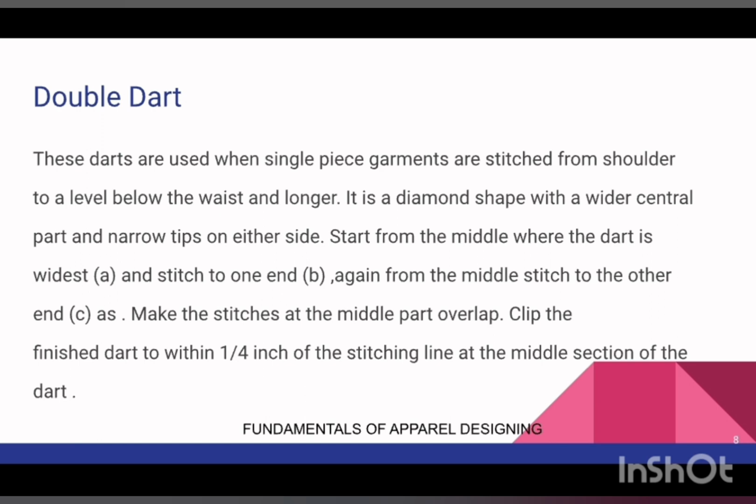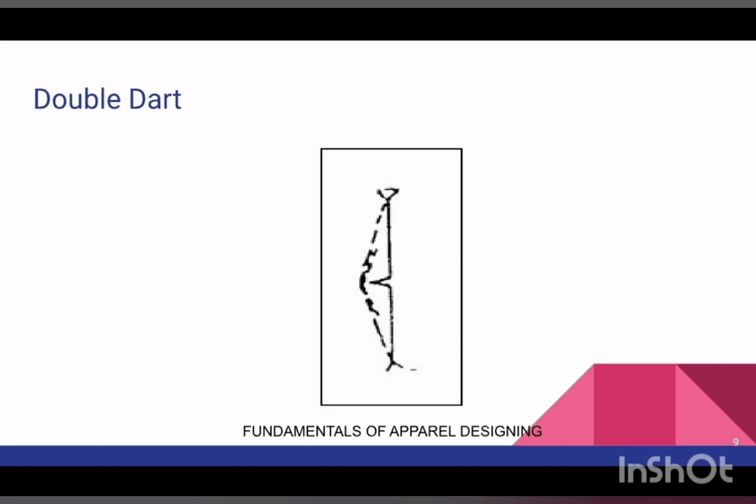Next, double dart. These darts are used when single-piece garments are stitched from the shoulder to a level below the waist and longer. It is a diamond shape with a wider center part and narrow tips on either side. Start from the middle where the dart is widest and stitch to one end, and again from the middle stitch to the other end. Make the stitches at the middle part overlap. Clip the finished dart to within 1/4 inch of the stitching line at the middle section of the dart. This is a double dart.